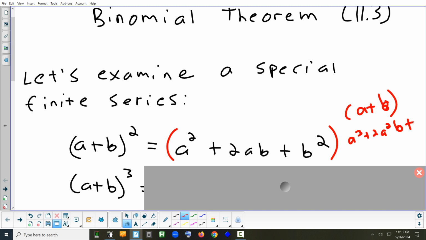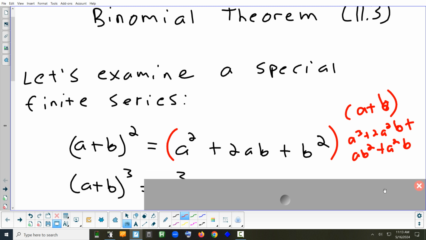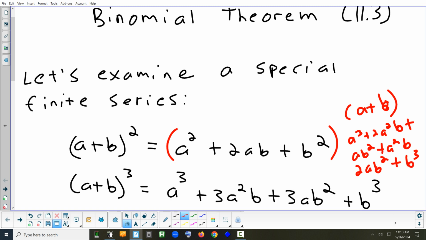You're going to end up with an ab squared. You're going to end up with an a squared times b. You're going to end up with a 2ab squared. And then you're going to end up with a b squared times b. That's a b cubed. So that should be what I have written right there when I combine my terms.